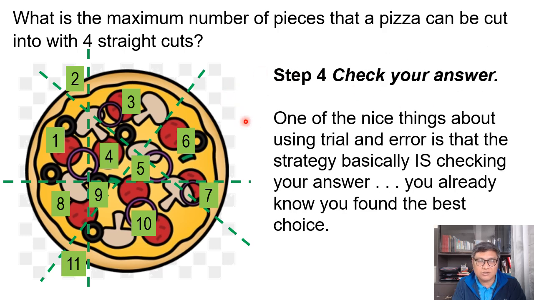Then, of course, you check your answer. One of the nicest things about using trial and error, class, is that the strategy is basically at the same time checking your answer. So you already know you found the best choice, which is 11 slices of pizza. Okay.